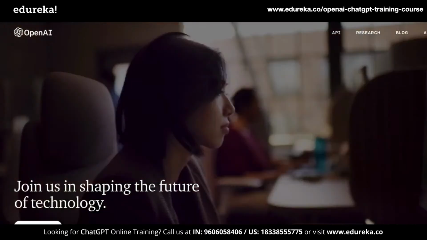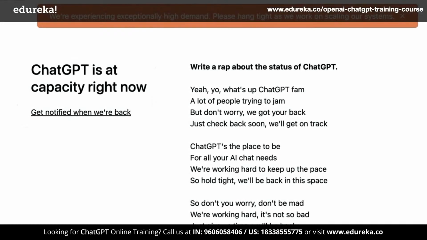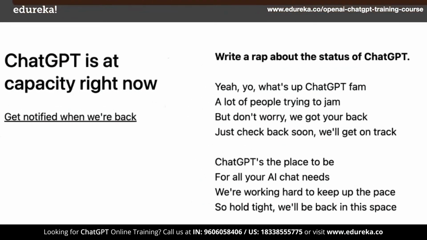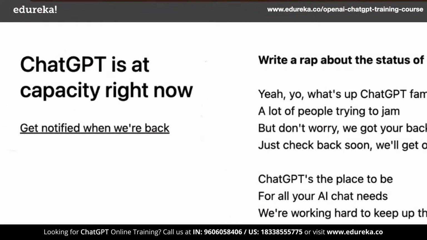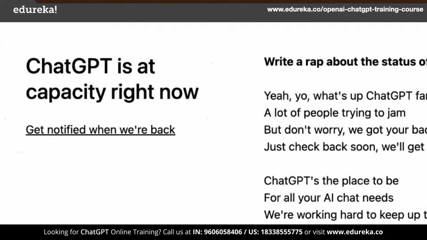Now, the first problem that we are going to see is ChatGPT is at capacity right now. This is a common issue that many people face, and if you are getting this error, know that there is nothing that can be done from your side. This error means that a lot of people are using ChatGPT at the moment and the servers are full. If you are facing this issue, all you can do is wait for some time and then refresh your browser, hoping that someone has finished using ChatGPT and that you can access it yourself.